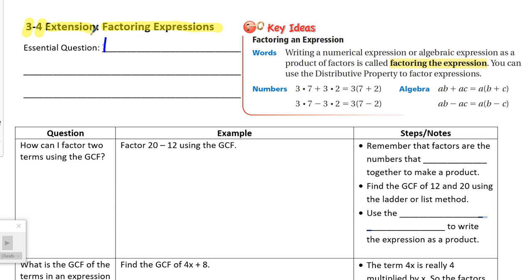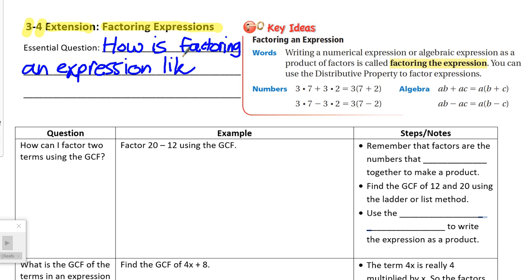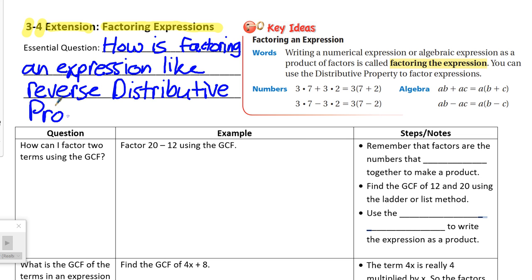Okay, how is factoring an expression like reverse distributive property, which is what we learned about last lesson? I have to write down here because I don't have enough space. So that's the essential question. How is factoring an expression like reverse distributive property?